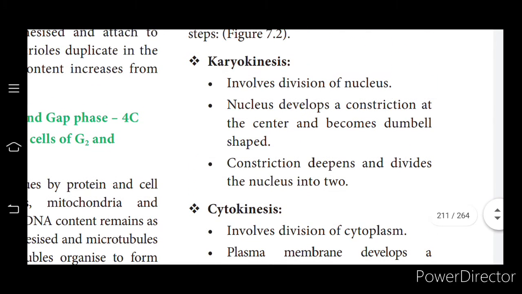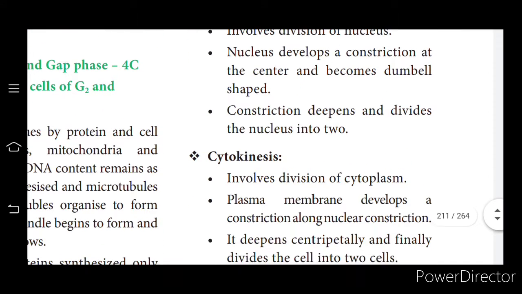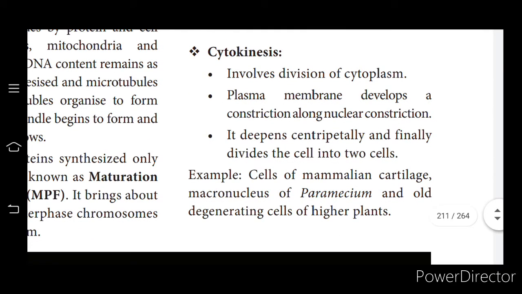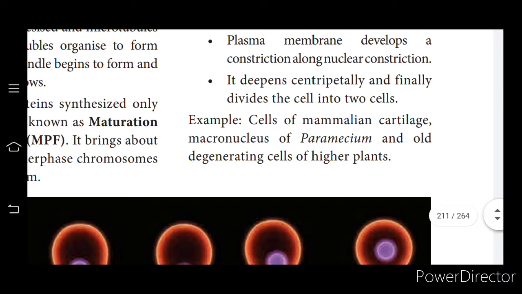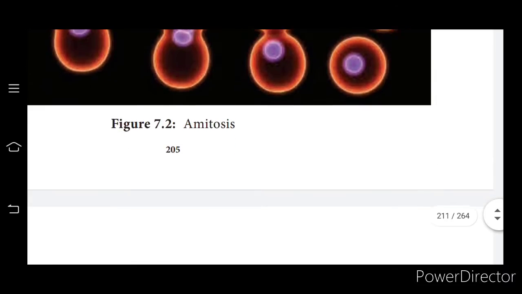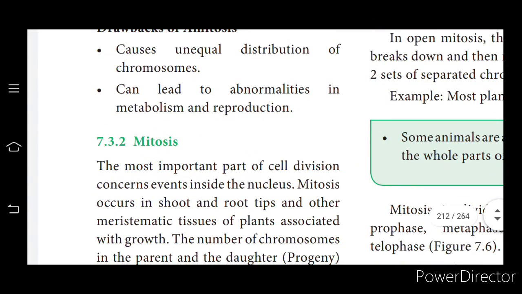So karyokinesis involves the division of the nucleus, and the nucleus develops a constriction in the center. The constriction deepens and divides the nucleus into 2. Cytokinesis is the division of the cytoplasm, where the plasma membrane also develops a constriction. It deepens centripetally and finally divides into 2 cells.